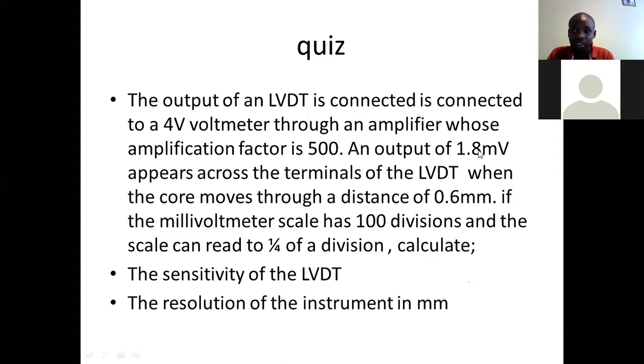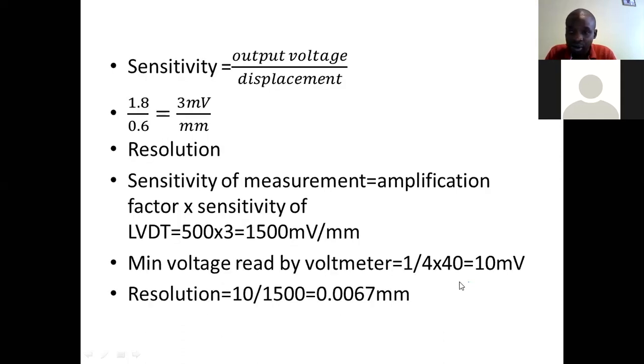An output of 1.8 millivolt appears across the terminal when the core moves through a distance of 0.6 millimeters. I'm just trying to get these 40 divisions. What do they represent? We have 100 divisions, and the scale can read a quarter of a division. I'm just trying to get where I got my 40 from in a short while. So a quarter of 40 will be equal to 10 millivolts. So to get the resolution, we'll divide by 10.